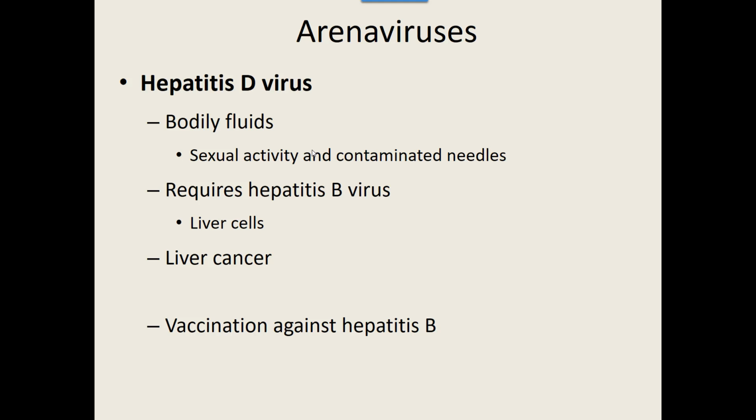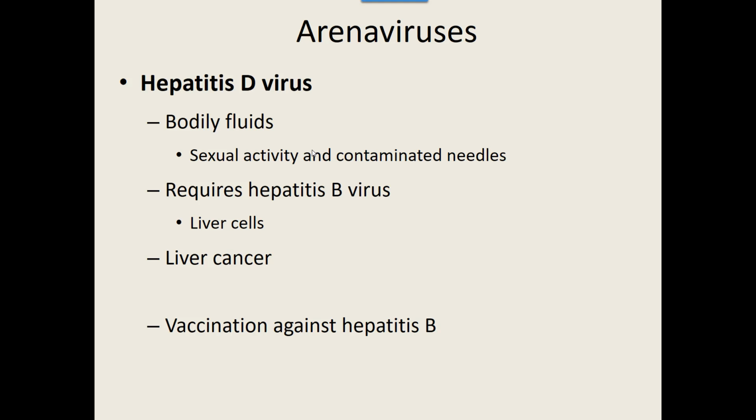Now, what's nice is we can vaccinate against it. We don't have a vaccine specifically against hepatitis D, but we do have a vaccine against hepatitis B. As long as you can stop your body from getting hepatitis B, you ultimately are also stopping your body from getting hepatitis D. So that one vaccine really is actually vaccinating you against two things.